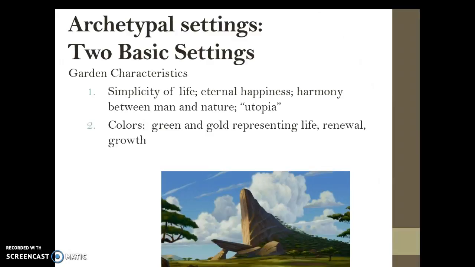There are two basic archetypal settings. The first is the garden characteristic. This is usually represented with green colors, a blue sky, lots of gold, and a healthy landscape, and it symbolizes eternal happiness, harmony between man and nature, utopia. A good example of this is the beginning of The Lion King. They employ a garden setting.